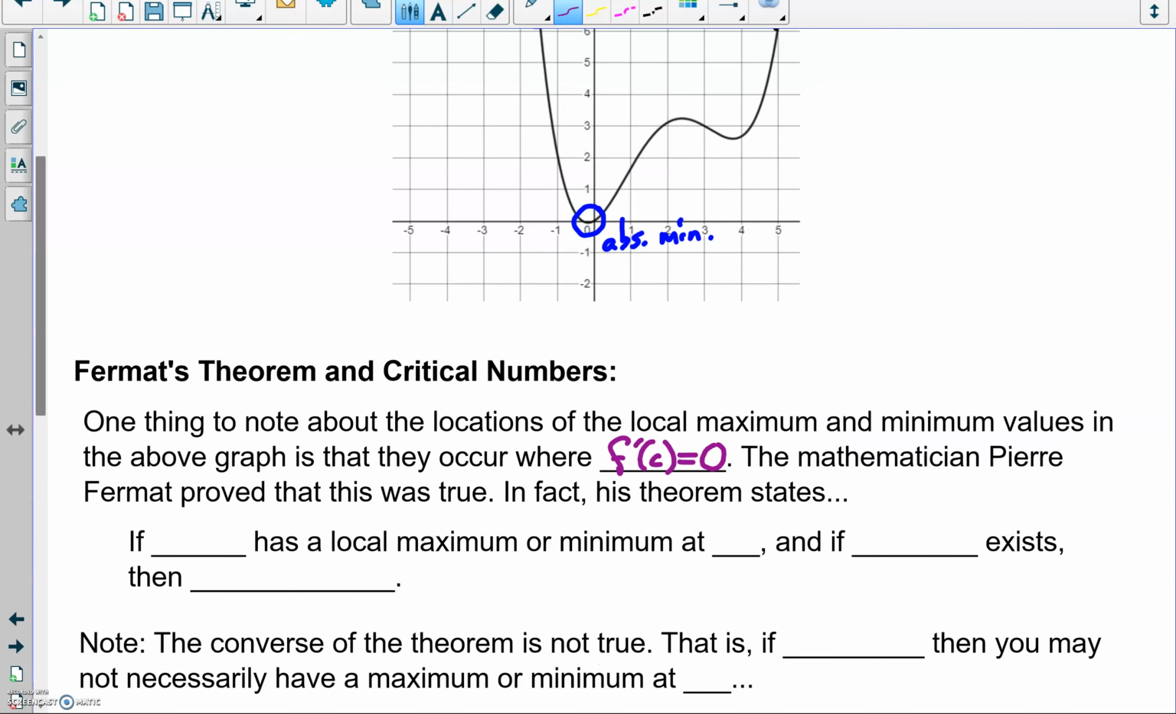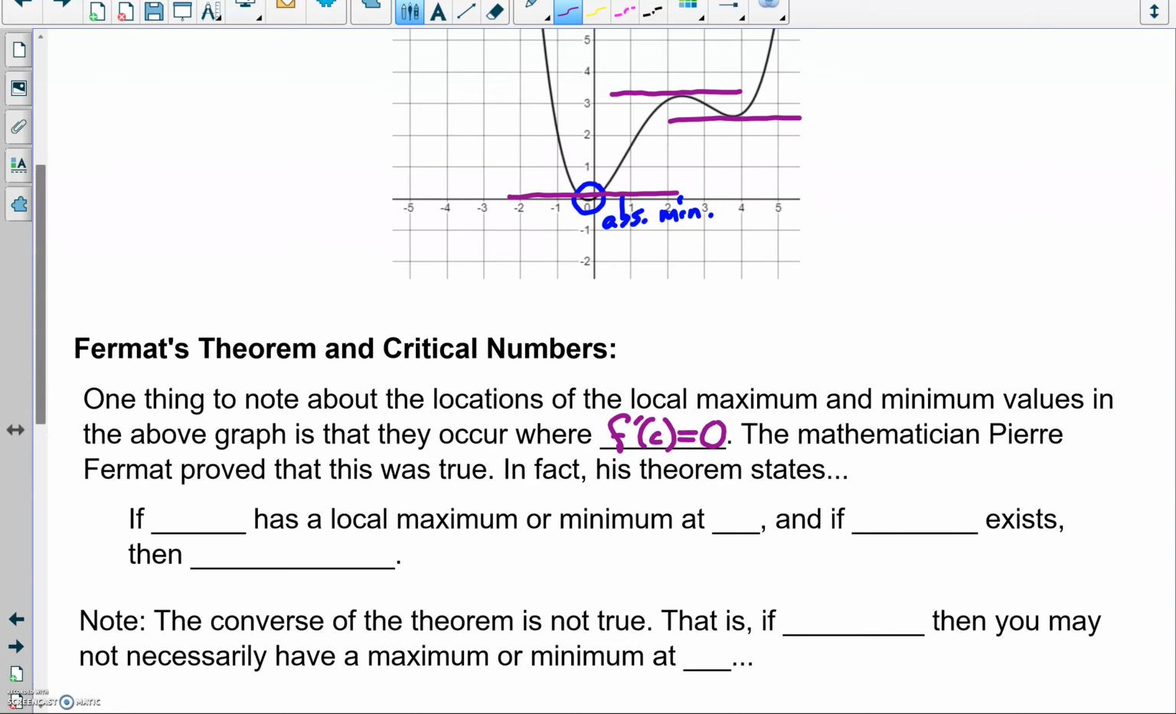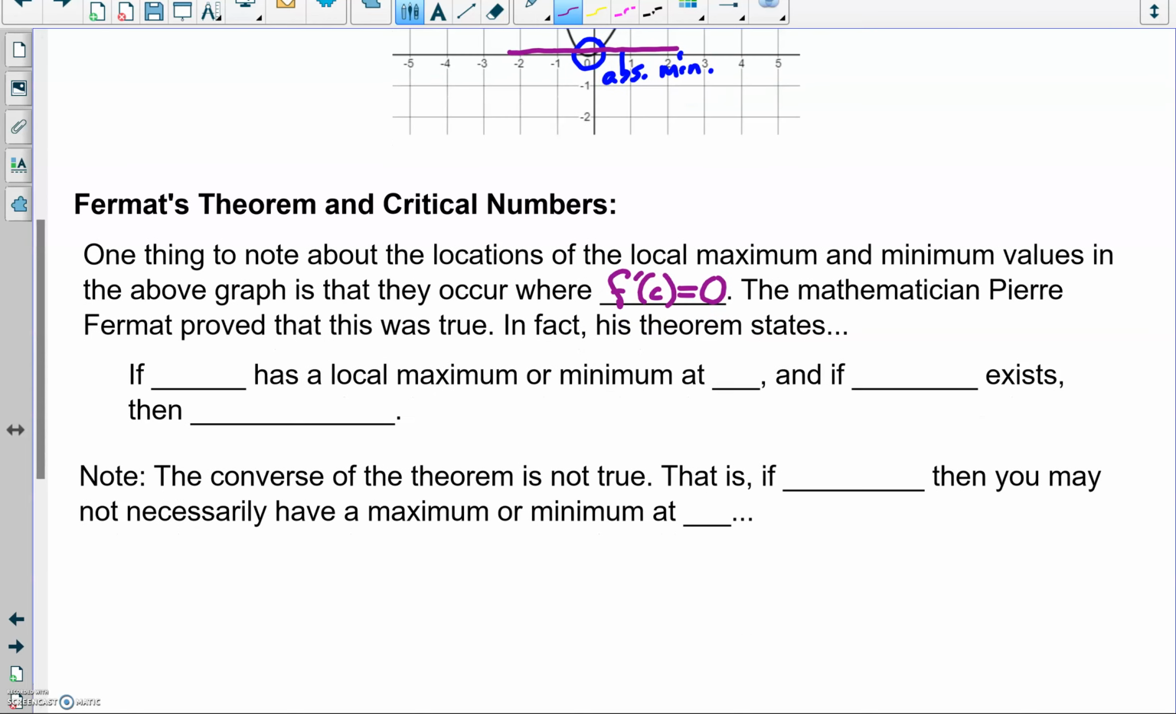If we look up at this graph, notice right here, we've got a horizontal tangent line. The derivative would be 0. The slope is 0. Another place, horizontal tangent line, slope is 0. Another place, horizontal tangent line, the slope is 0. All three of those places end up being locations of local maximum and minimum values. So the mathematician Pierre Fermat proved that this was true.